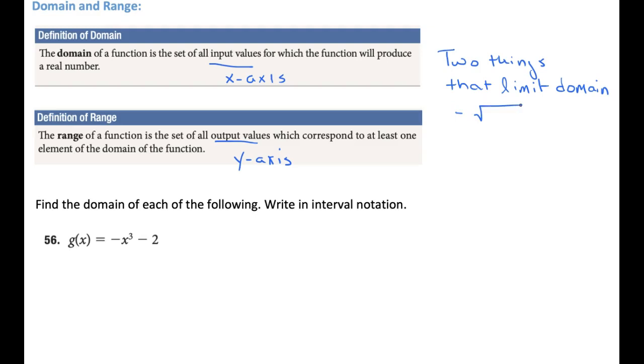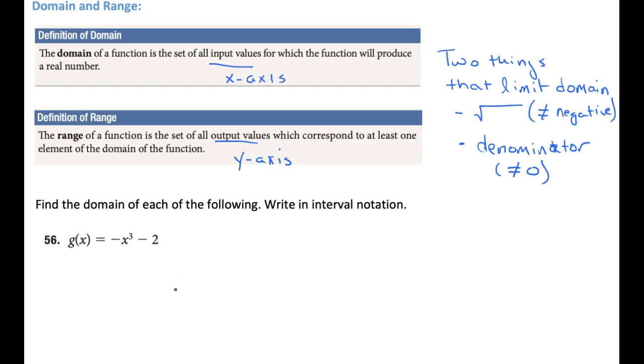One is square roots, because we can't take the square root of a negative. And the other is the denominator. So what do you think about the denominator? What's limiting there? Well, it can't equal 0. And for the square root, it can't be negative, or less than 0. So one can't be 0, the other one can't be less than 0.